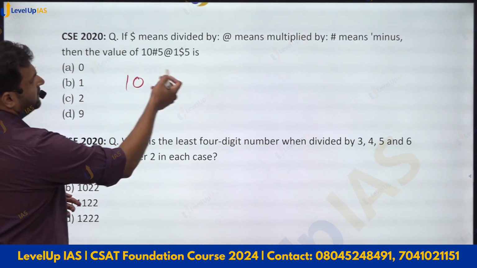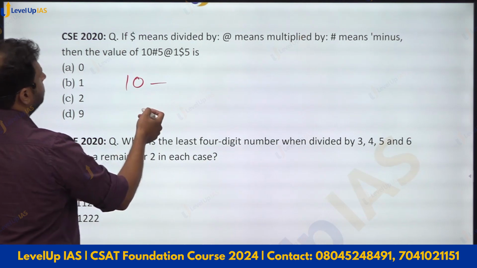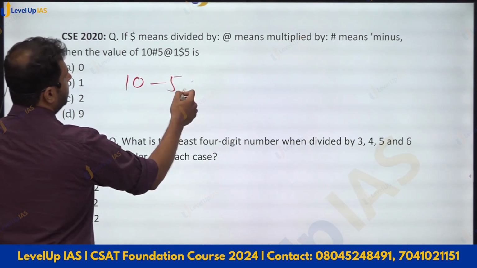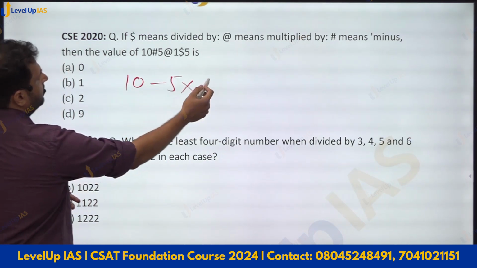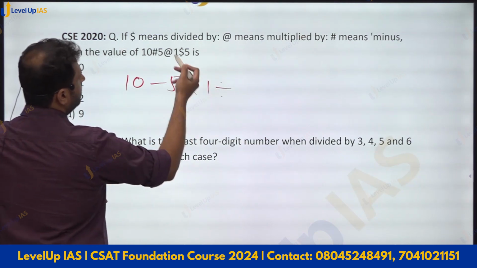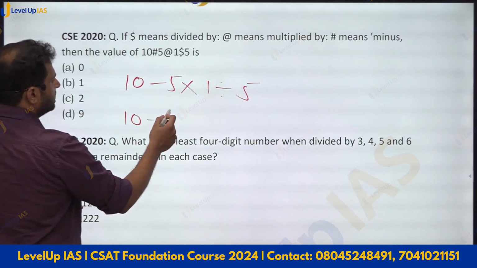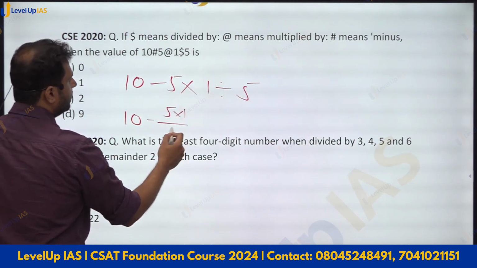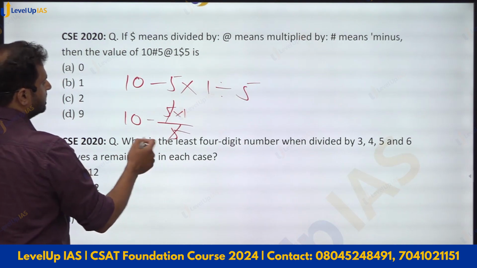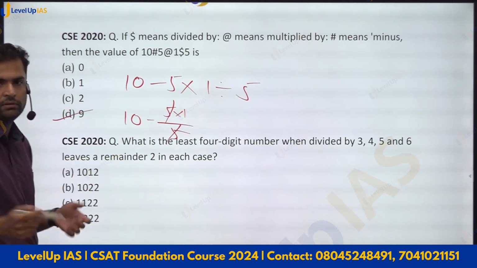10 star hash is minus 5 at means multiplied by, then $1 means divided by, and 5, right? So this is what you can write it as 10 minus 5 into 1 by 5, right? 5 will get cancelled. 10 minus 1 is 9. Answer is simple.